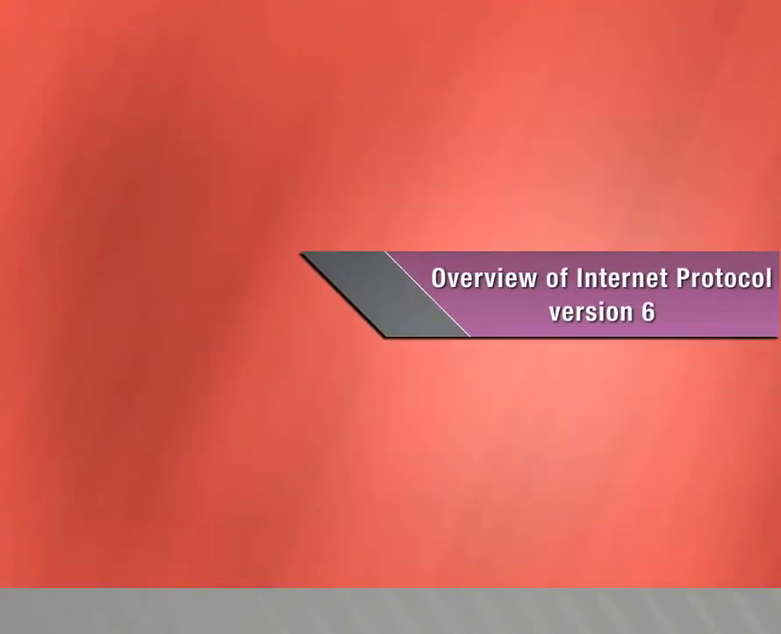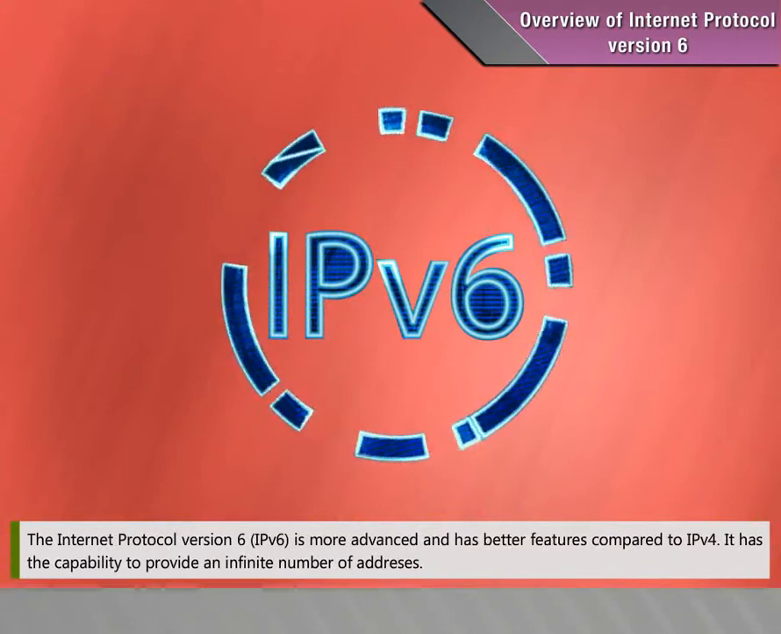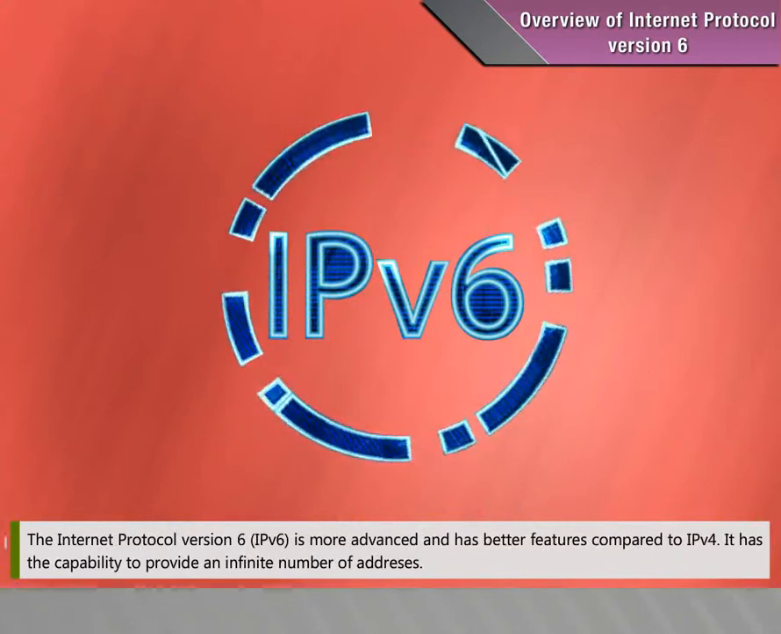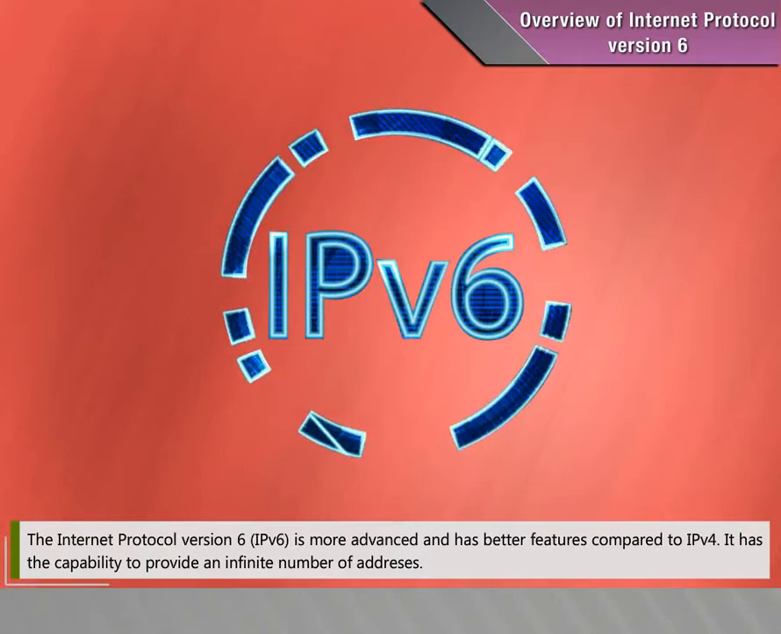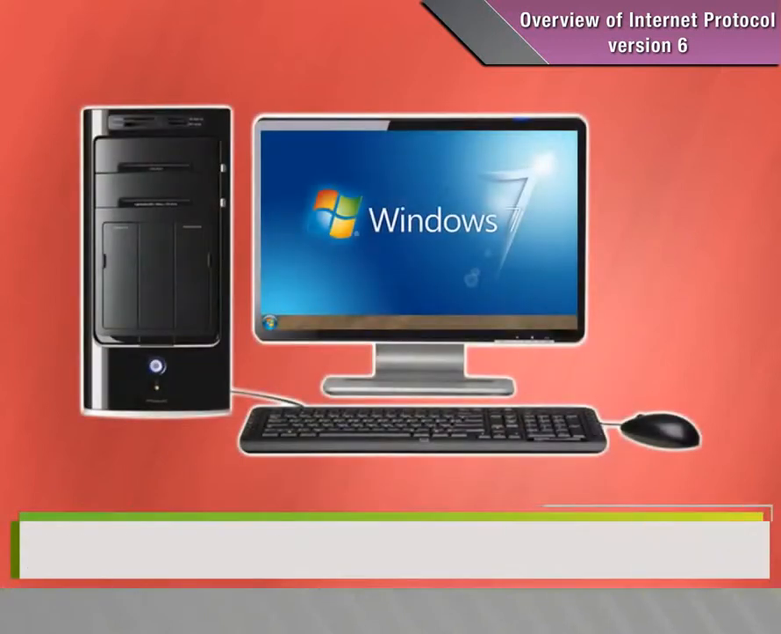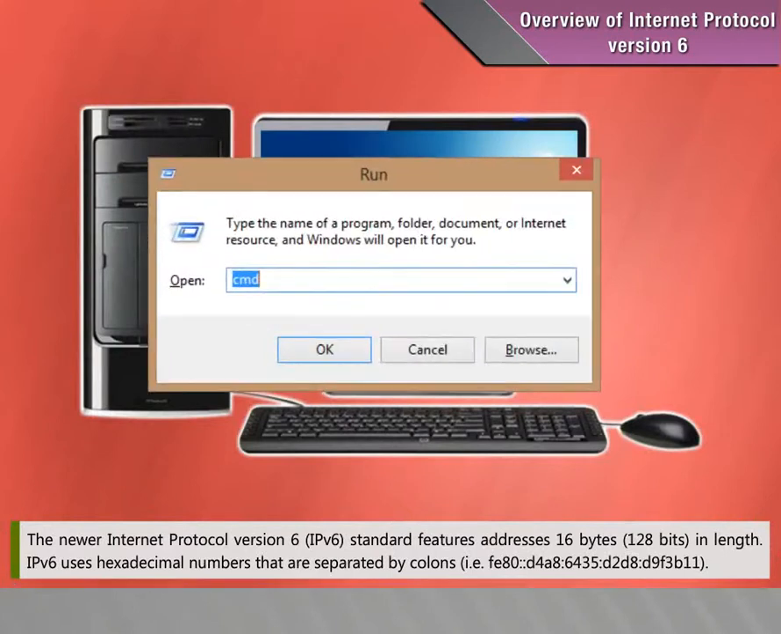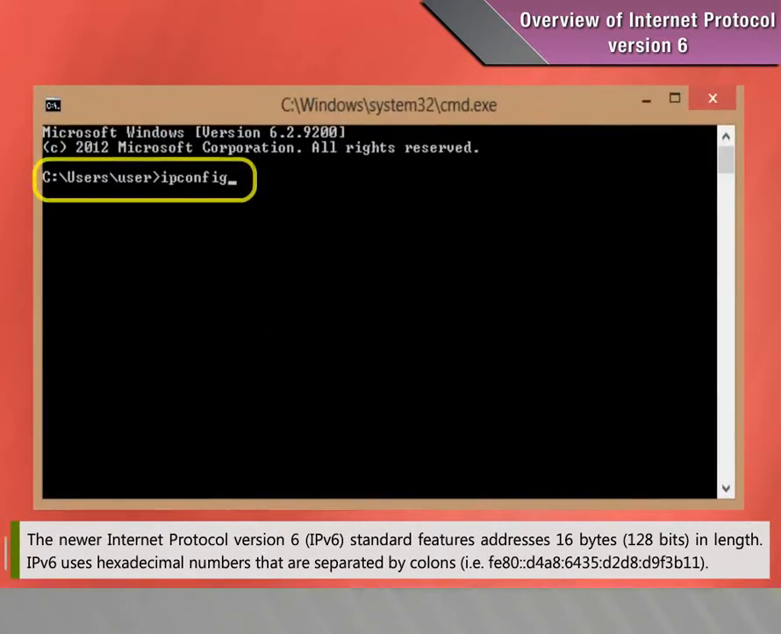Overview of Internet Protocol version 6. The Internet Protocol version 6 IPv6 is more advanced and has better features compared to IPv4. It has the capability to provide an infinite number of addresses. IPv6 is replacing IPv4 to accommodate a growing number of networks worldwide and help solve the IP address problems. The newer IPv6 standard features addresses 16 bytes, that is 128 bits in length.